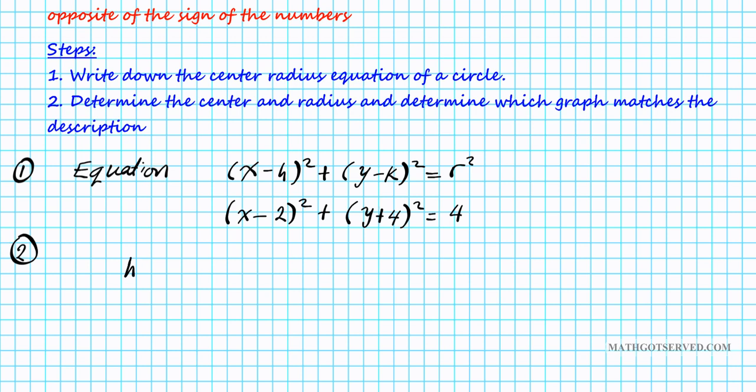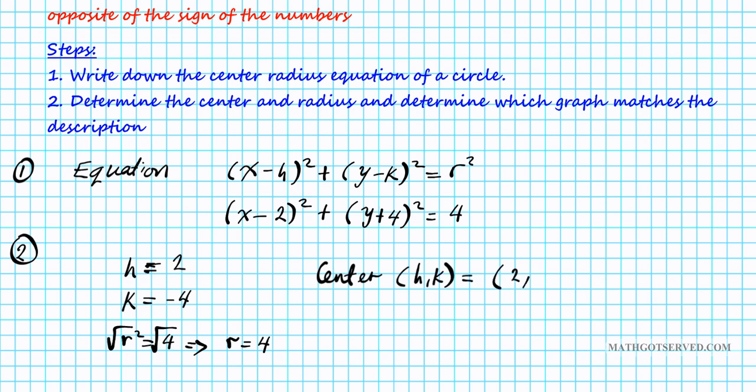So h is the x coordinate of our radius. So h is equal to 2. Okay? H is equal to 2. You basically take the opposite of -2. And then k is the negative of +4, -4. Yes. And then we know that r squared is equal to 4. So to get r, we just root both sides. That tells us that r is 4. Okay? Now we know what the center is. The center, HK, kind of getting ahead of myself, is 2, comma -4.